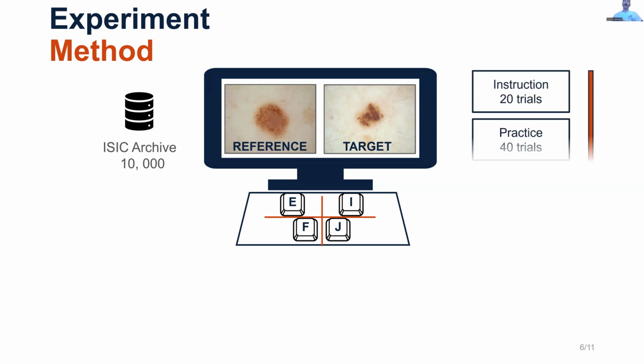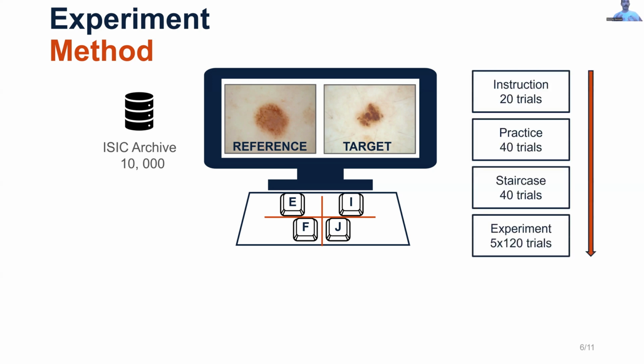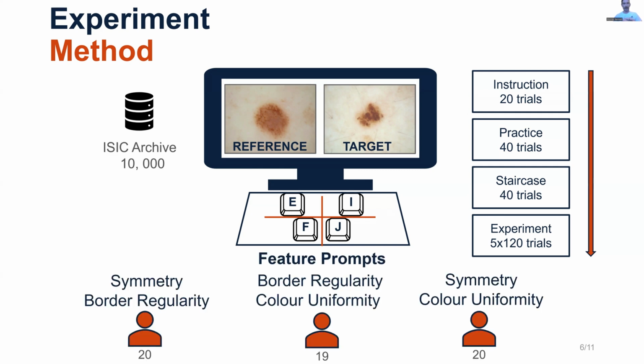Participants were given a block of instructional trials to start with to familiarize themselves with the task and the keyboard responses, a further 40 practice trials with feedback, then a brief staircase procedure to determine the set of images used for the category feature levels. This was then followed by 5 blocks of experimental trials. Now, we ran the experiment across 3 between subject conditions, where each condition presented participants with a different set of features. So the first was symmetry and border regularity, then color uniformity, and another, and finally, symmetry and color uniformity. So we collected data from a total of 71 participants, and following data cleaning, we were left with roughly 20 participants per condition, to which we then applied our GRT model analysis of these data.